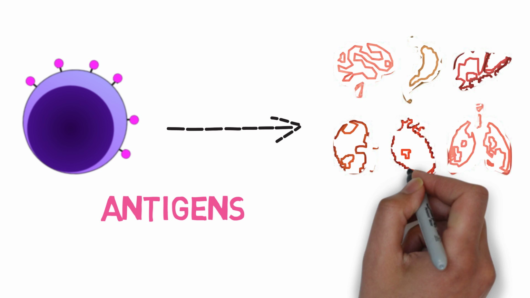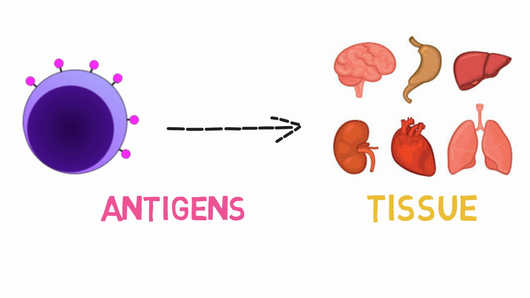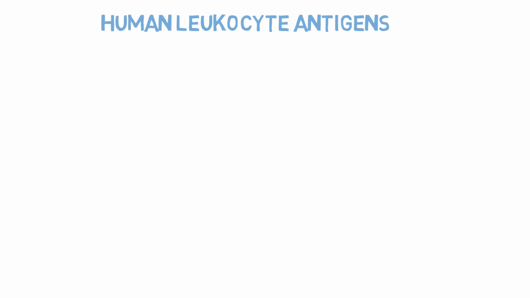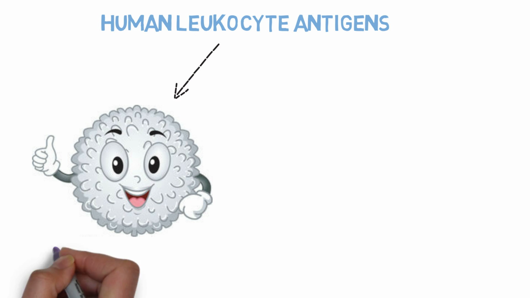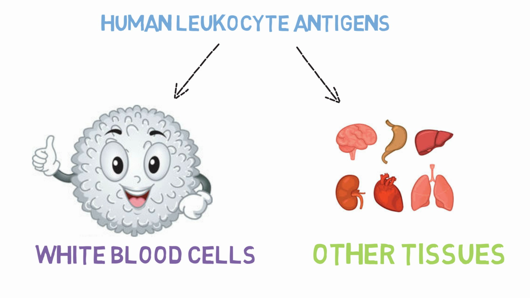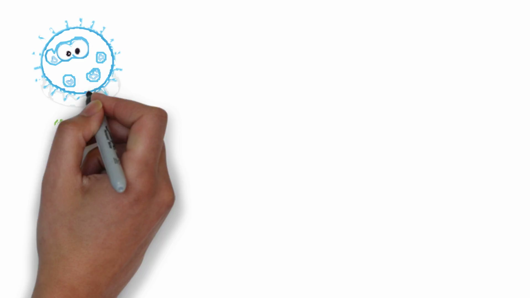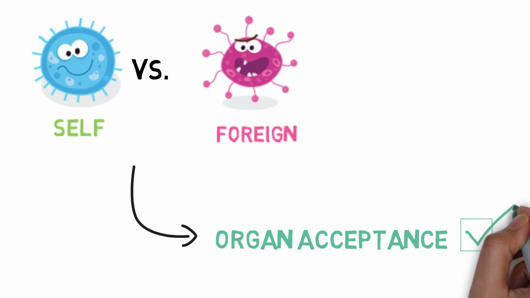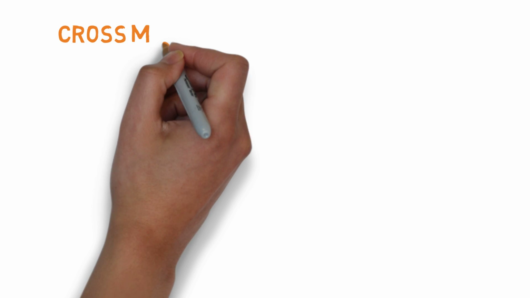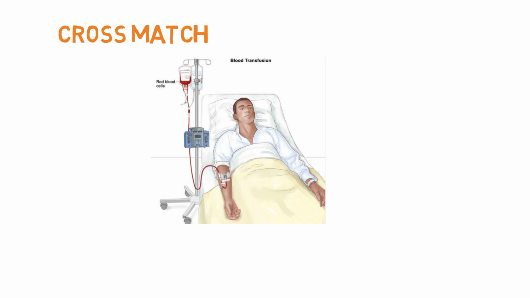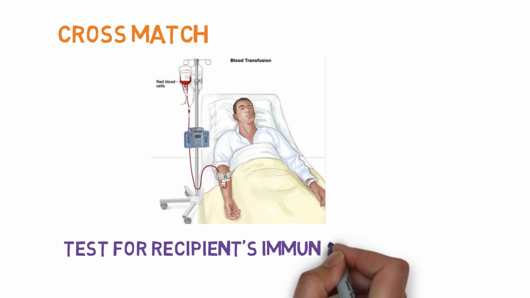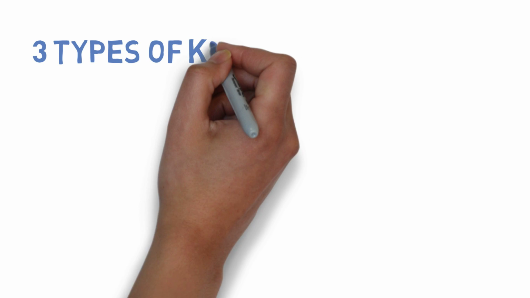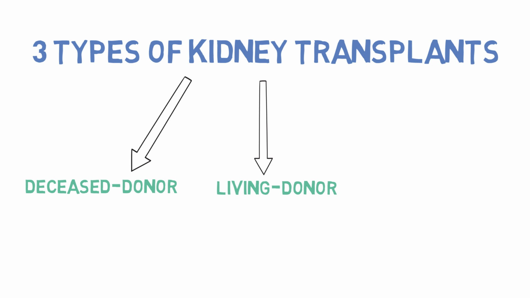The next test involves antigens, which, as discussed previously, are genetic markers found on tissue. Human leukocyte antigens, also known as HLA, are proteins found on the surface of white blood cells and other tissues. These antigens are how the body distinguishes self versus foreign tissue, which is important for organ acceptance. Finally, a cross-match blood test is taken multiple times leading up to the surgery to test for the recipient's immune response. There are three types of kidney transplants: deceased donor, living donor, and preemptive.